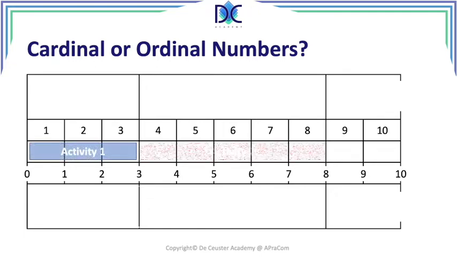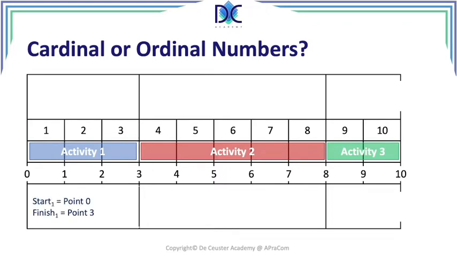Activity 1 with a duration of 3 days, activity 2 with 5 days, and activity 3 with 2 days. On the top we find the ordinal numbers, so the days, day 1, 2, 3, 4 up to 10. And on the bottom we see the cardinal numbers, the events. Activity 1 starts at the moment 0. These are points in time. And we find that the start of activity 1 is at point 0, event 0, and it finishes in event 3.